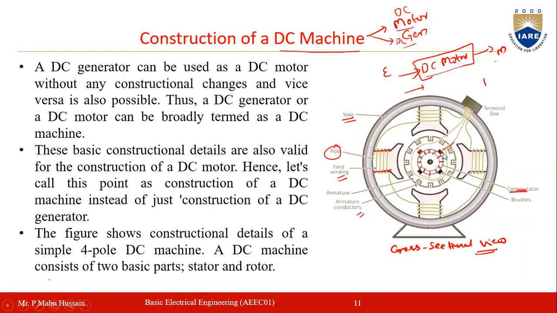Now here this is a DC machine in which you have 4 poles. It may be north pole, south pole, north pole, south pole, like that.